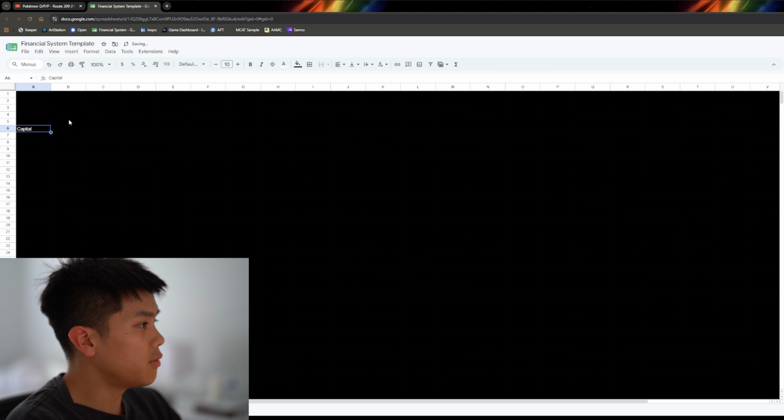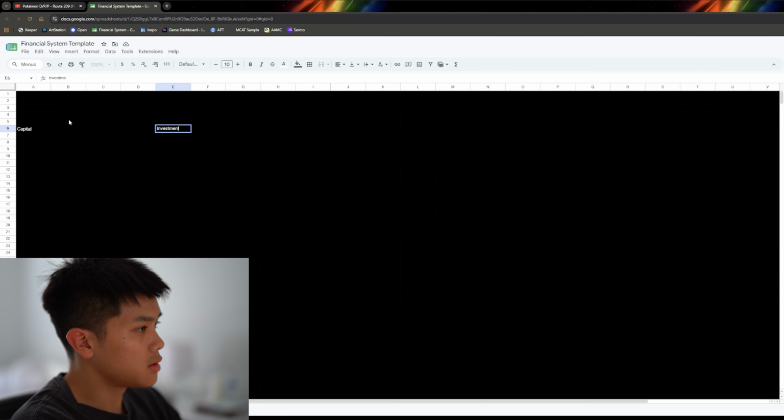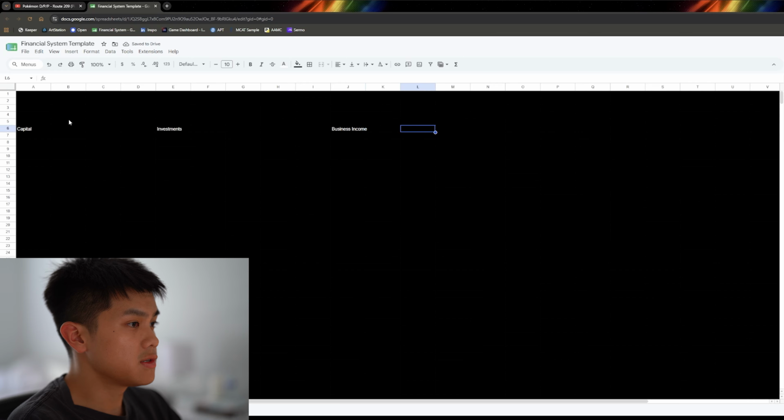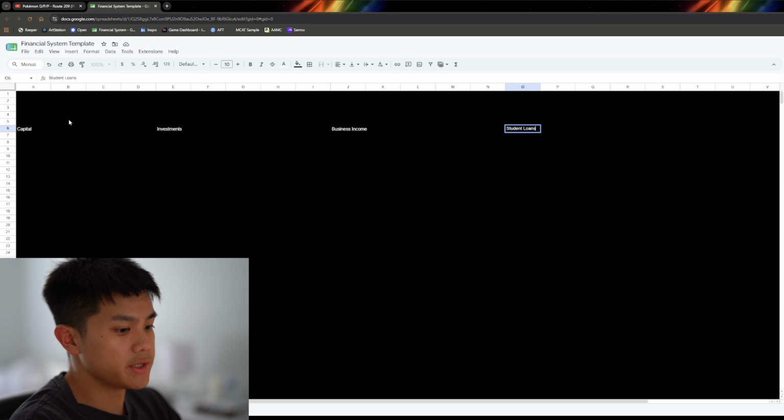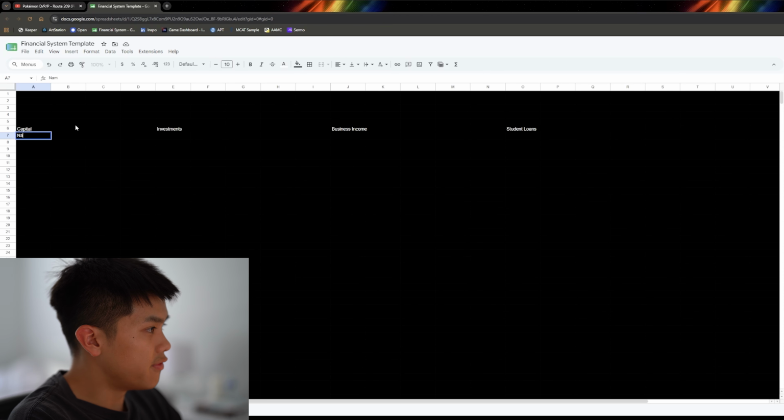We have things like our capital account, which is just basically a place to keep track of where all your raw money is. We have our investment account, investments. We have our business income for those people who do side businesses. And then, of course, we have student loans. And boy, do we have a lot of that. For capital, I can put the name of the place where the money is stored, amount, and then we're going to put last updated.